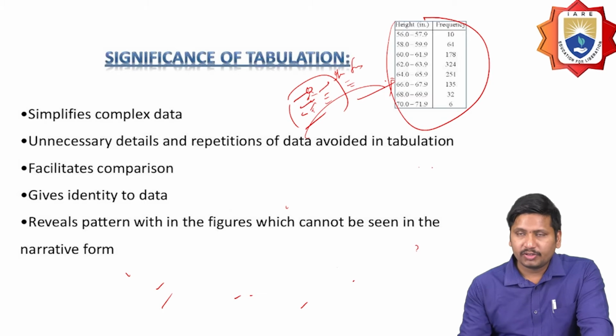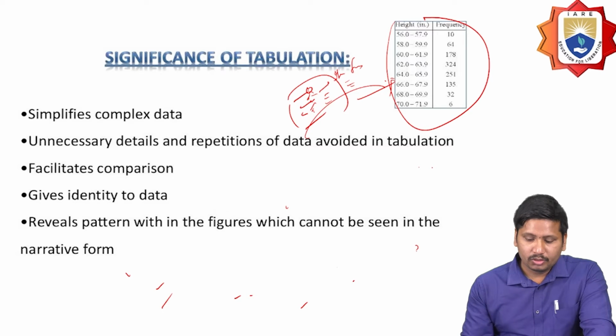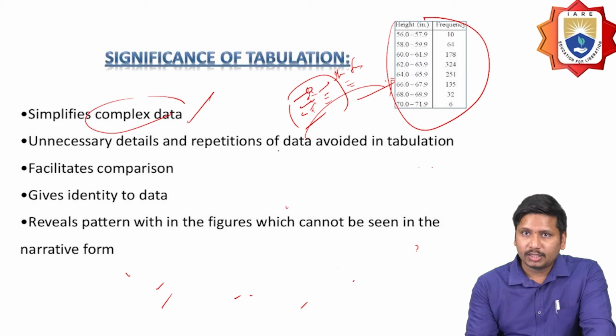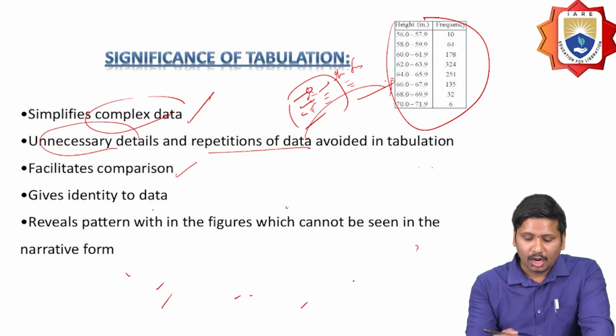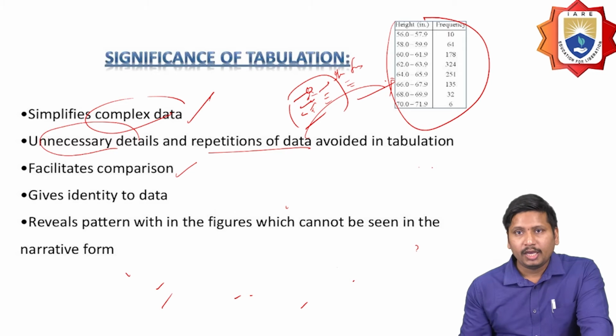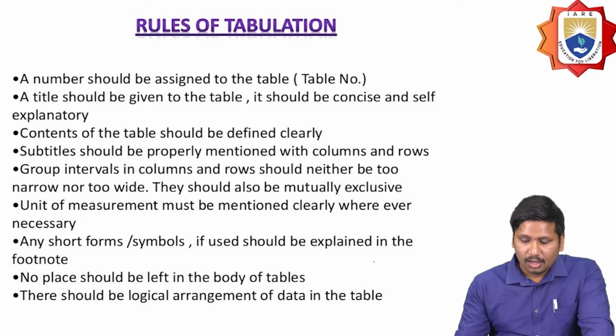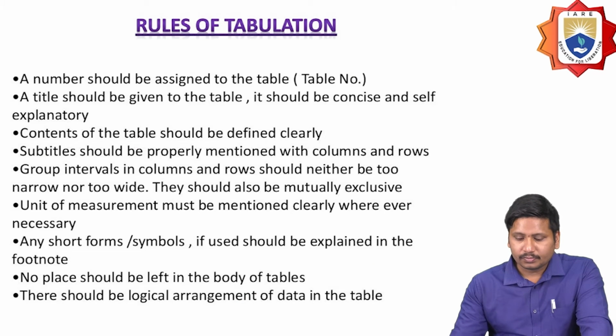So these are some of the significance of tables. It can simplify complex data, that is the first one. Unnecessary details are eliminated, repetition of data is avoided, and it facilitates comparison very easily. It can be used to identify data, and it can also reveal patterns from the figures in tabular form.